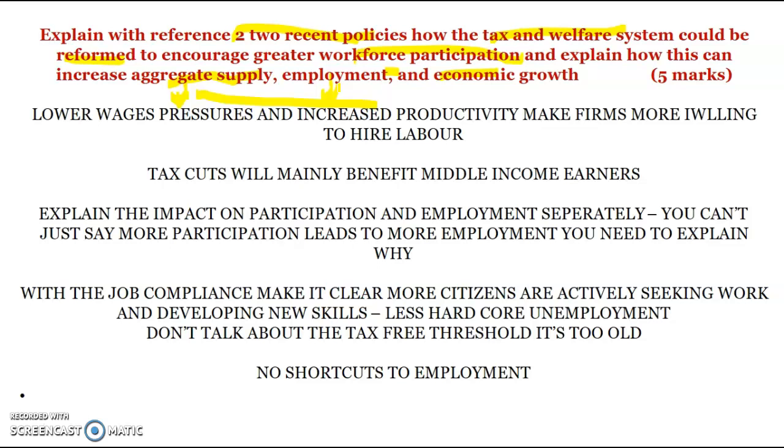So there's some ideas here that you want to talk about: lower wage pressures, increased productivity when there's more people in the workforce. Explain the impact on participation, and then explain how that boosts jobs. So in the long term, that lowers wages, makes firms more willing to supply, and also makes us more internationally competitive.